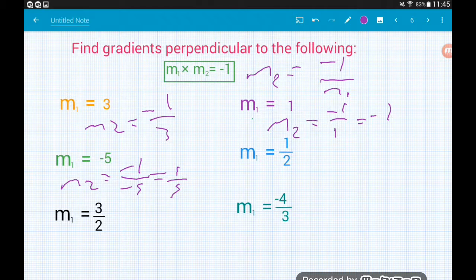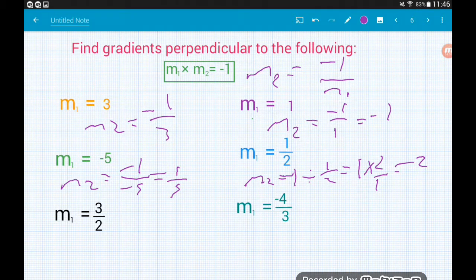m1 equals a half. Well, m2 is going to equal, now that's going to be 1 divided by a half. Now remember, if you are dividing by a fraction, you flip it over and multiply by it. So 1 divided by a half is equal to 1 times 2 over 1, which is just going to give us 2. But remember, that's going to be -2, because we do -1 divided by the original gradient. So if our gradient is a half, the perpendicular gradient is -2.